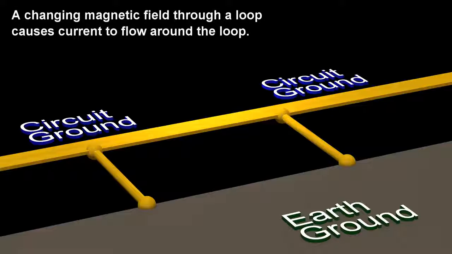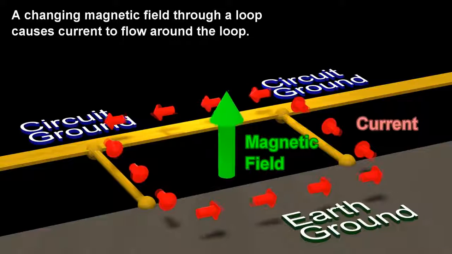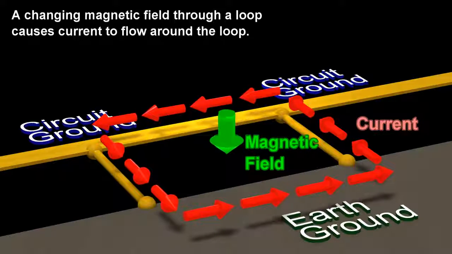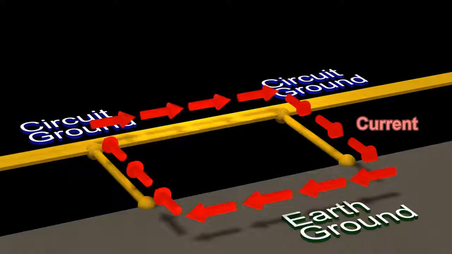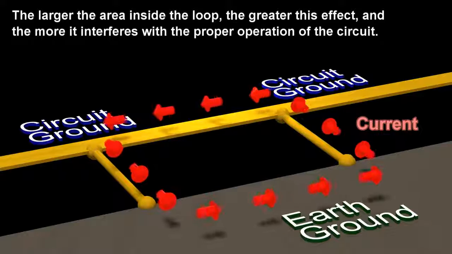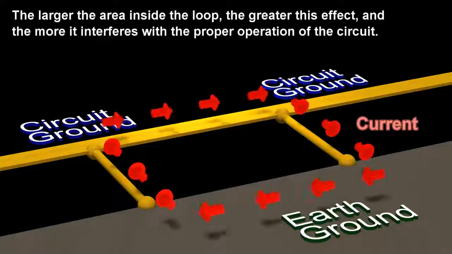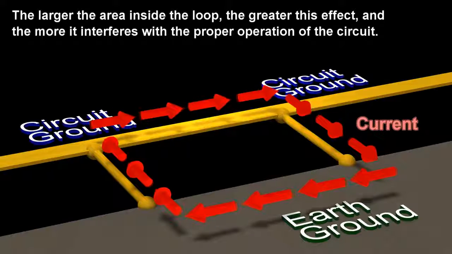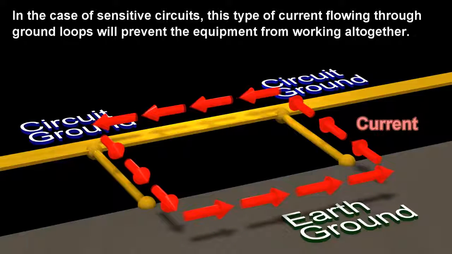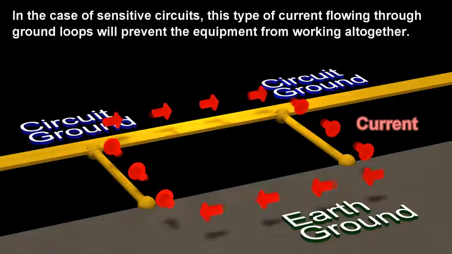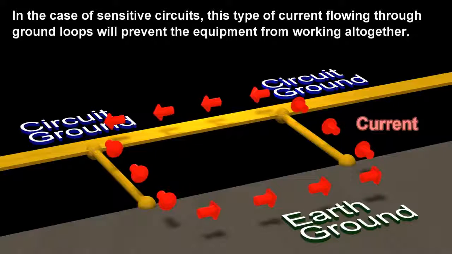A changing magnetic field through a loop causes current to flow around the loop. The larger the area inside the loop, the greater this effect, and the more it interferes with the proper operation of the circuit. In the case of sensitive circuits, this type of current flowing through ground loops will prevent the equipment from working altogether.